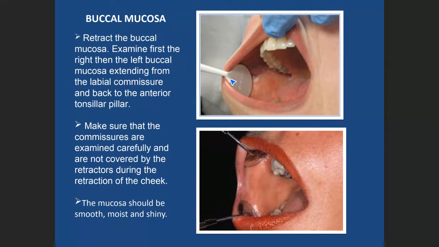And you have to examine from the commissure area, this is the commissure area, up to the retromolar area or the pharyngeal areas, and look for any kind of pigmentation. Or if you see any ulcers, any red lesion, white lesion, anything you see, you have to record it. Or any growth. Usually the mucosa is soft, smooth, moist and shiny because of the presence of salivation.